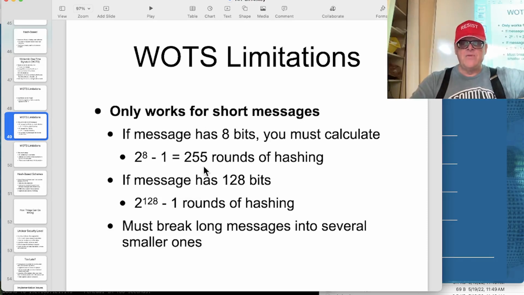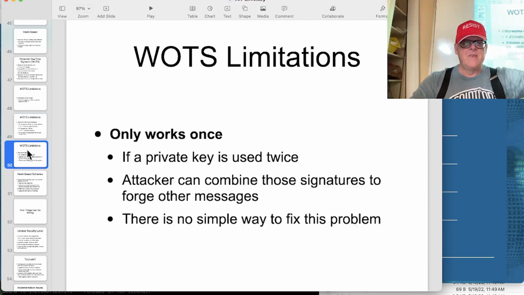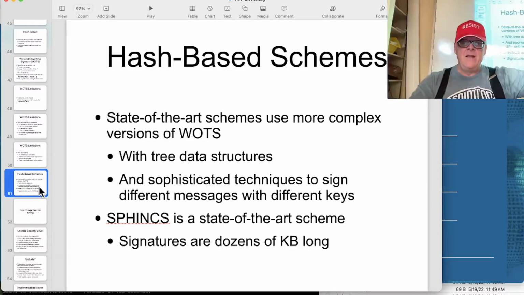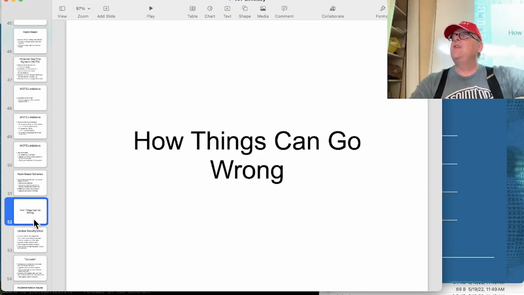So anyway, it only works for short messages, and it only works once. If you use a private key twice, then you can forge other messages, and there's no simple way to fix this problem. So it doesn't sound that great, neither does the multivariate one. They have problems, and maybe those problems are why they haven't been approved yet. I haven't gone into the math in enough depth to know why. Anyway, the state-of-the-art schemes use more complex versions of it with tree data structures, like Sphinx, with signatures that are dozens of kilobytes long. So people have developed systems based on this, but they have not been approved.